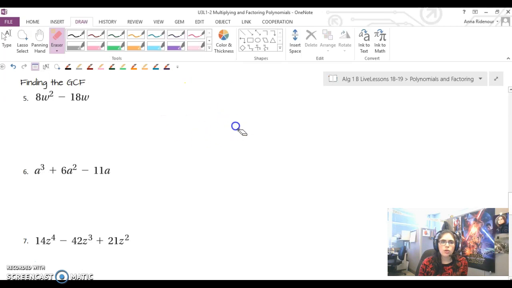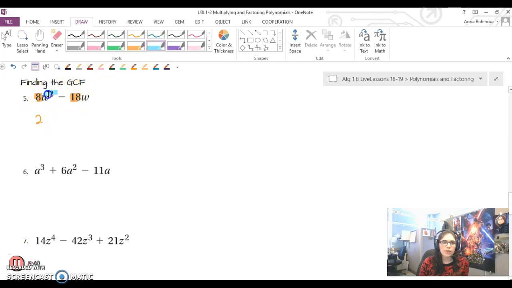So for polynomials, there's two parts of the greatest common factor. You want to look at the coefficients, and then you want to look at the variables. So for my coefficients, I want to look at 8 and 18. And I want to figure out what's the biggest number I can divide both of those by. And in this case, it is 2. Yes, because you can't divide 18 by 4. So 2 is the biggest number that I can factor out of the coefficients.